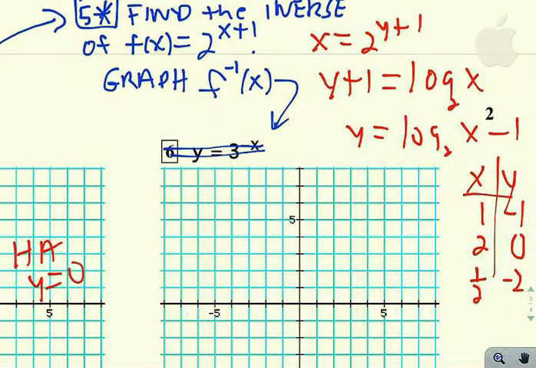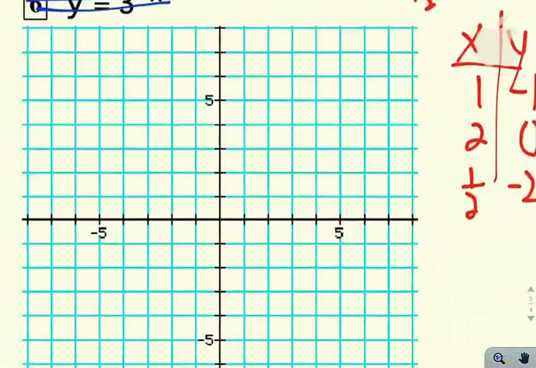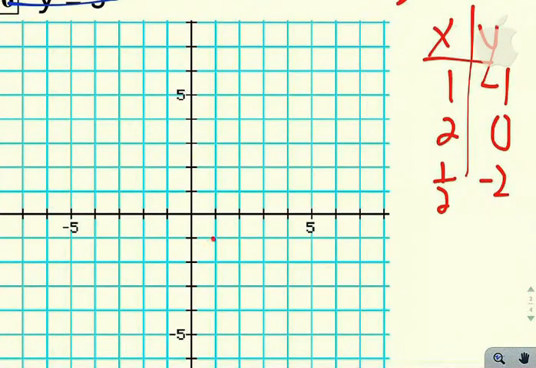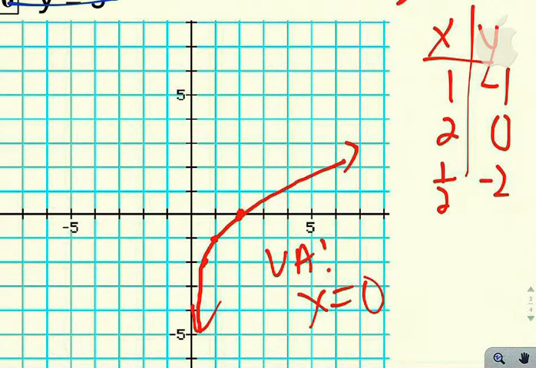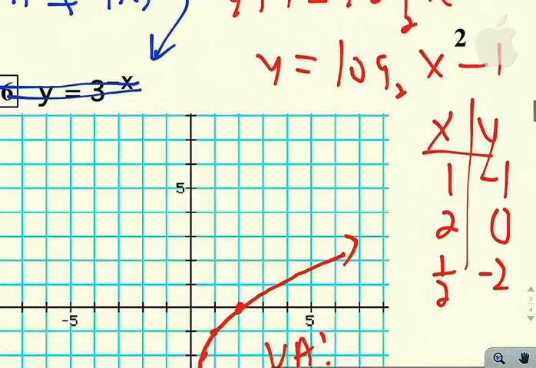So let's see how this graph is going to go. We're going to have 1, minus 1. 2, 0. 1/2, negative 2. This does not hug the x-axis. This hugs the y-axis. So we have a vertical asymptote, x equals 0. And one more thing. We need to replace the y here with f inverse of x.